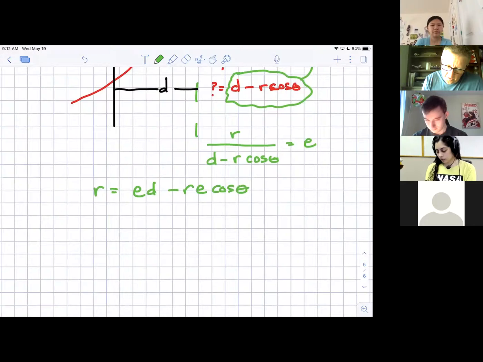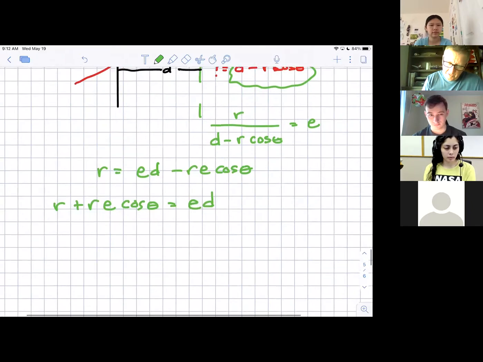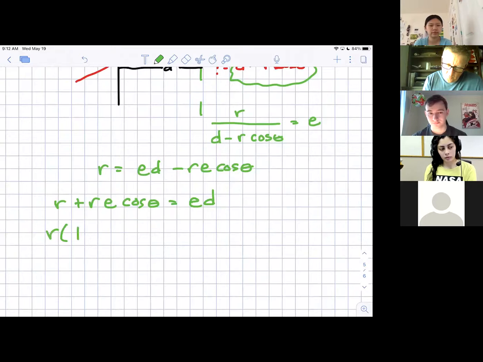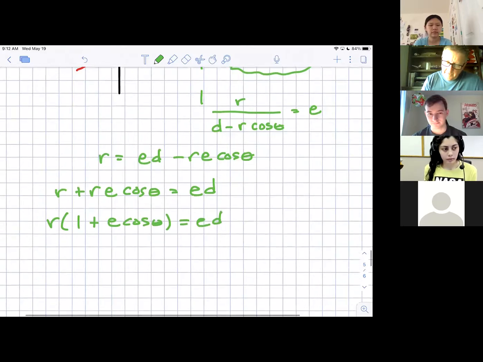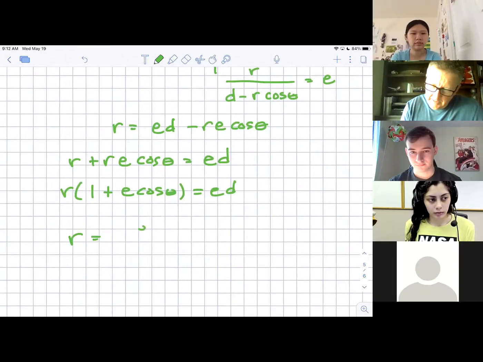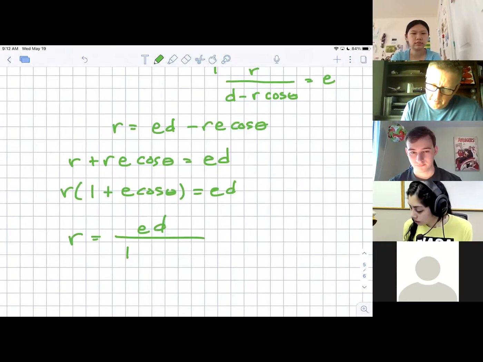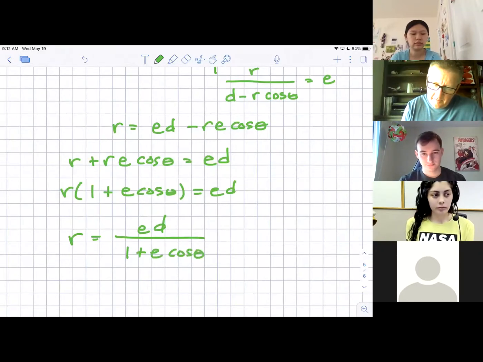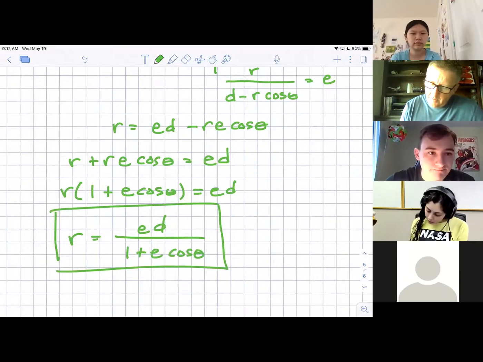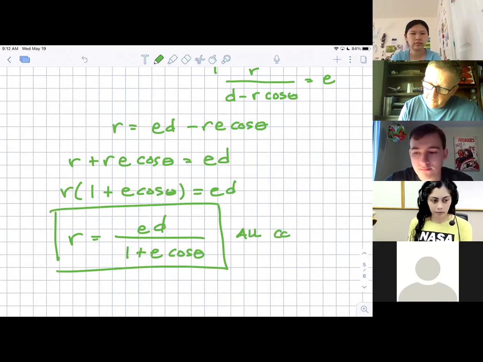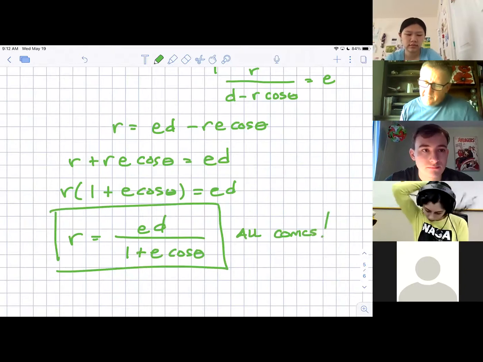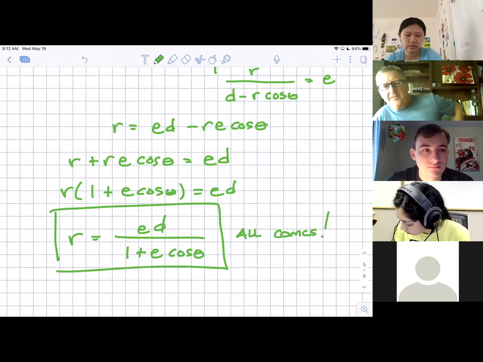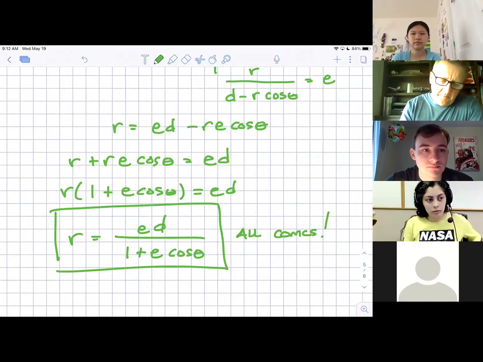Now I want to solve for r, so I get all the r's on the same side by adding them to the other side, and this is starting to look like that sheet. Now I can factor r out, leaving 1 plus e cosine of theta. And now I can solve for r by dividing, and so I get e times d over 1 plus e cosine of theta. Boom, this is all conics. All conics. That's cool.